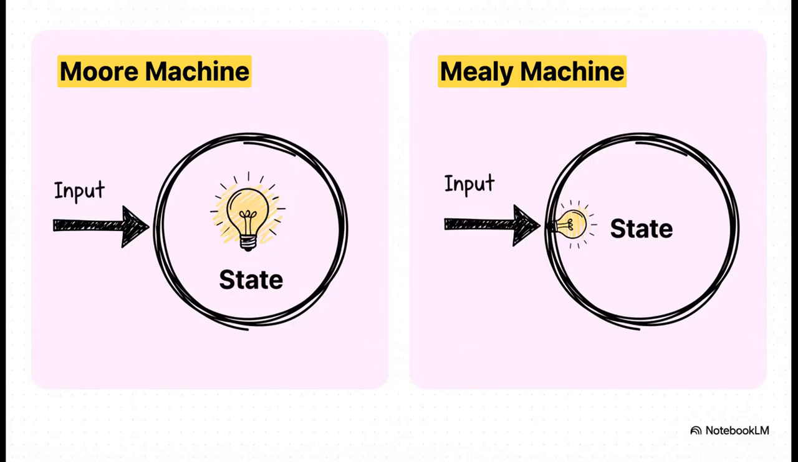Now, even within state diagrams, there are two main styles or models. A Moore machine is pretty straightforward. Its output is based only on the state it's currently in. So if it enters the green light state, the output is green. That's it. A Mealy machine, though, is a little more reactive. Its output depends on both its current state and the current inputs. For instance, it might be in a waiting state, but the output only becomes honk if it's in that state and it gets a car's presence signal at the same time.